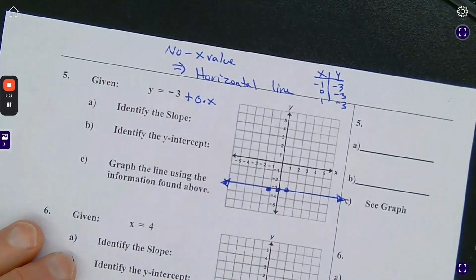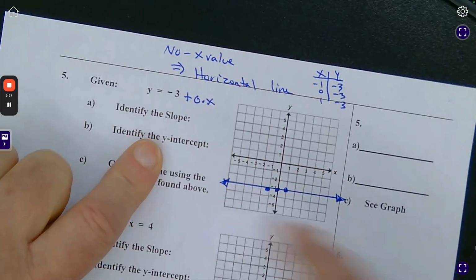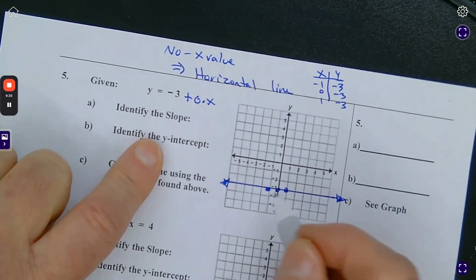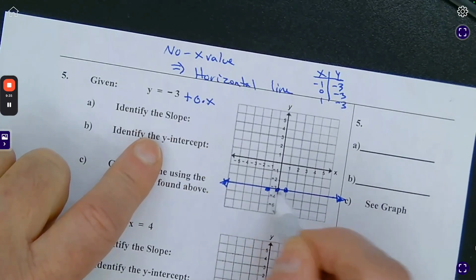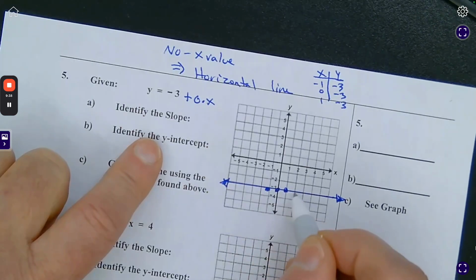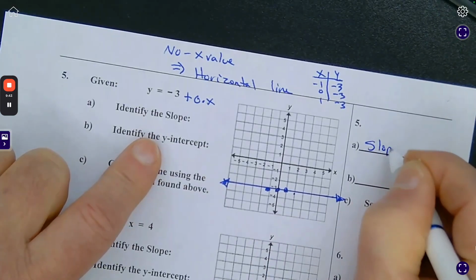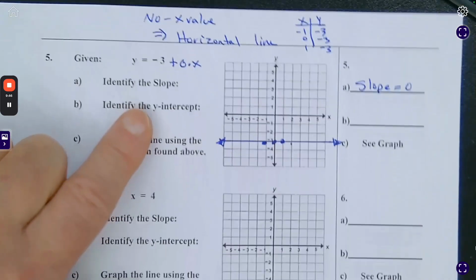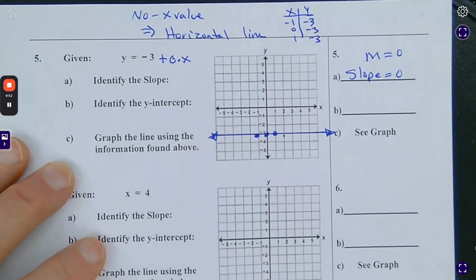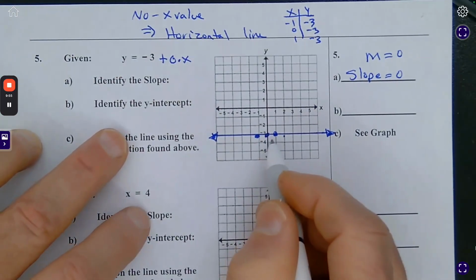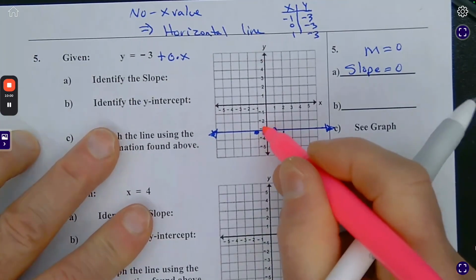Oh, that's money. Oh, we've got to identify the slope. Okay, slope is measuring steepness, right? Think about walking uphill, walking downhill, or walking on a flat surface. So what's my change from there to there? There is no elevation change. So therefore, my slope is equal to 0. I don't know why I wrote the word slope. I just got so excited. You can just write m equals 0, or you can write 0. The y-intercept, we've got one. It's right there. There's my y-intercept. You can identify it from the graph.